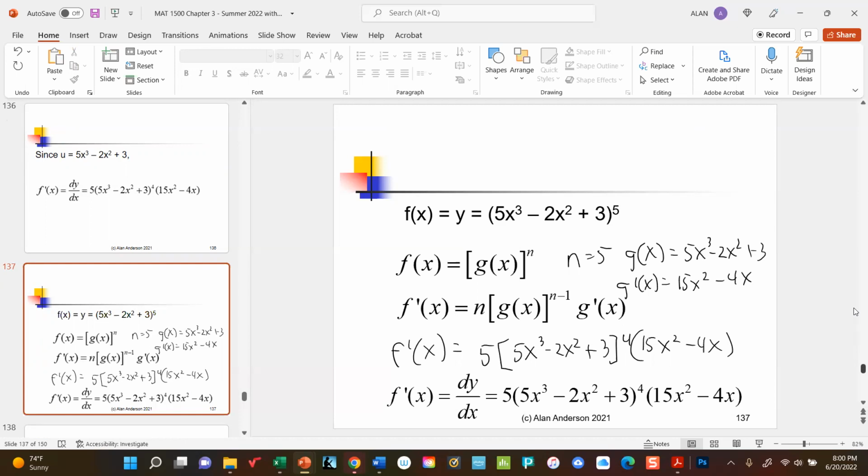So again, if you have a polynomial like this, you can feel free to use the generalized power rule, but you can also use the chain rule because you're guaranteed to get the same results. But for more messy situations, we'll certainly want to use the chain rule.